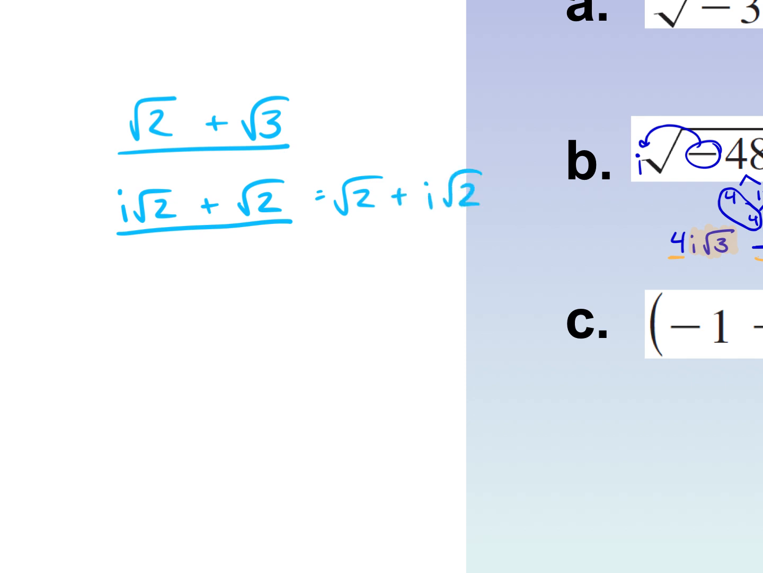Kylie? Wait, why couldn't you add this together? Because one's imaginary and the other one's not. So it'd be like if you had 2 plus 2i, you couldn't add them together. You just have to leave it separate.